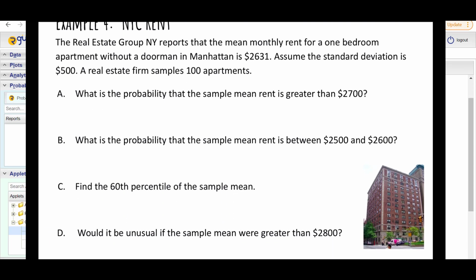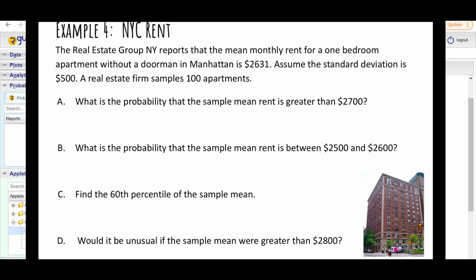Last example, NYC rent. The real estate group in NY reports that the mean monthly rent for a one bedroom apartment without a doorman in Manhattan is $2631. Assume the standard deviation is 500. A real estate firm samples 100 apartments. So there we go. We have sampled 100 apartments.